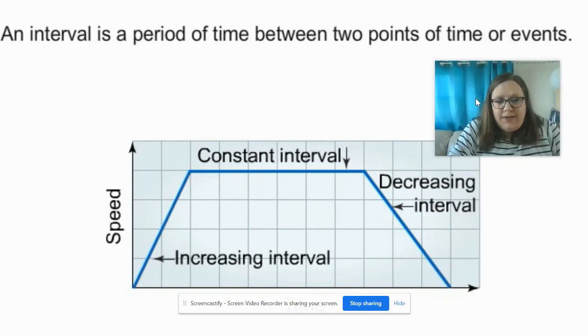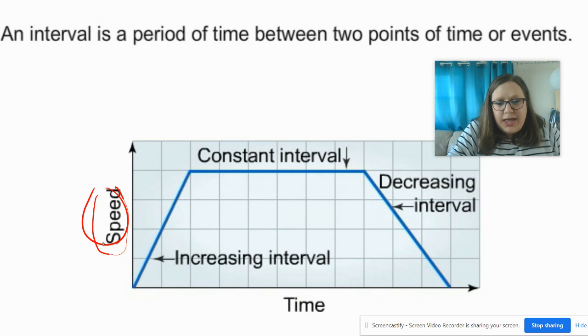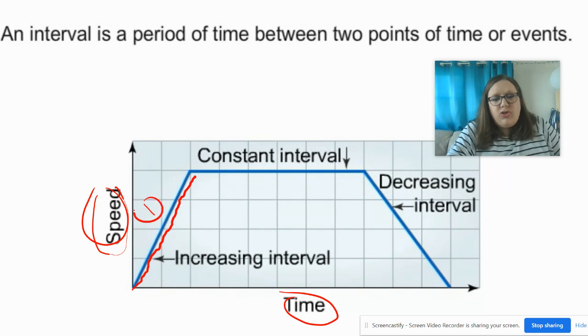So we have this graph here where we have speed on this side, and then on the bottom we have time. So this right here means that as time is increasing, their speed is also increasing. So that's section or interval 1. So that means that they're speeding up. Maybe they just started accelerating their car. Maybe they're speeding up onto the highway.